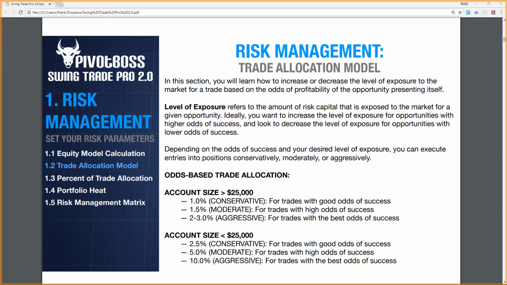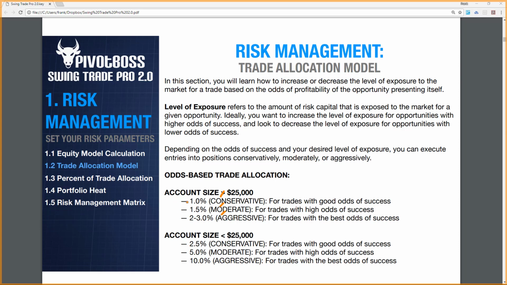Level of exposure refers to the amount of risk capital that is exposed to the market for a given opportunity. Ideally, you'll want to increase the level of exposure for opportunities with higher odds of success, and look to decrease the level of exposure for opportunities with lower odds of success. So depending on the odds of success and your desired level of exposure, you can execute entries into positions conservatively, moderately, or aggressively. So again, this ties together the risk profiles of conservative, moderate, and aggressive.